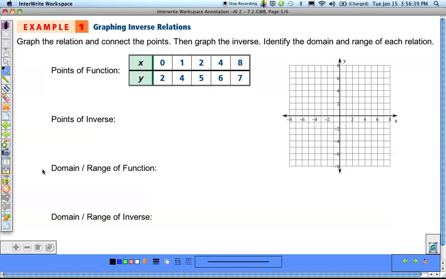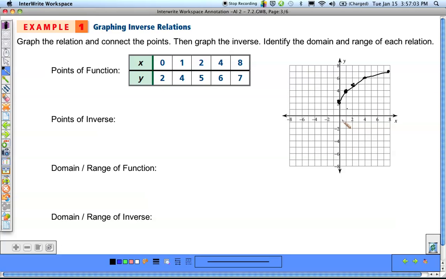So we start off by saying here's our table. We go through and plot these points. 0, 2 is up there, 1, 4, here 2, 5, 4, 6, and 8, 7. There's our 5 points. We need to connect these points, so we just draw a curve that goes through these points. There's the graph that we're talking about.